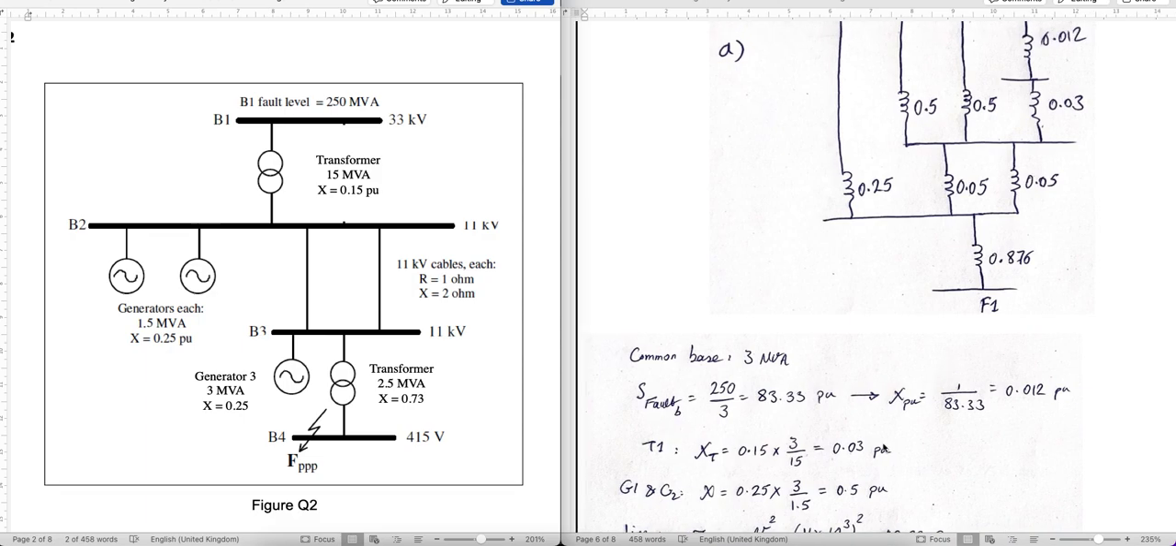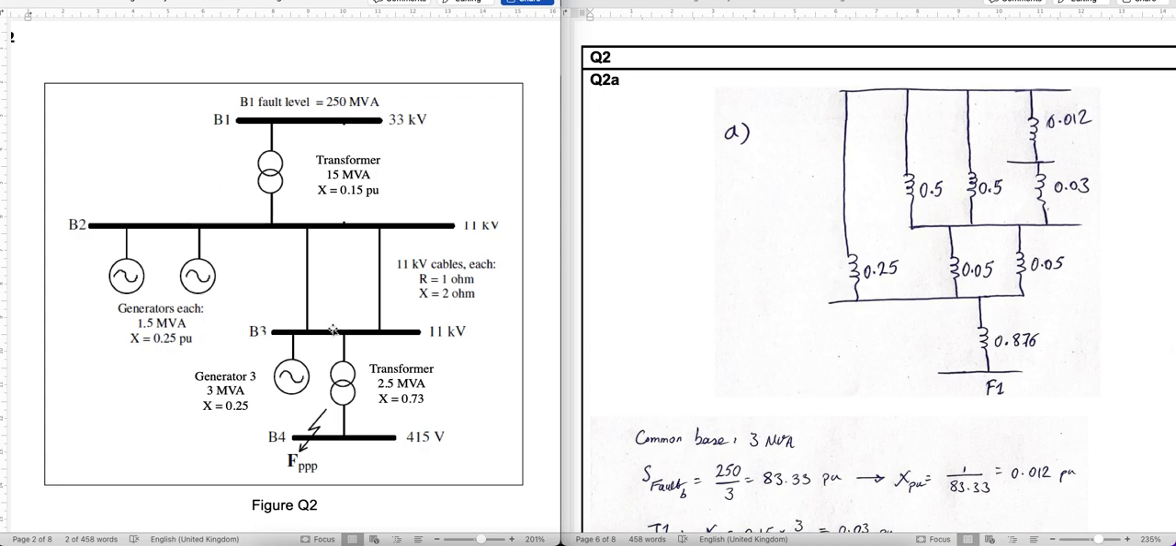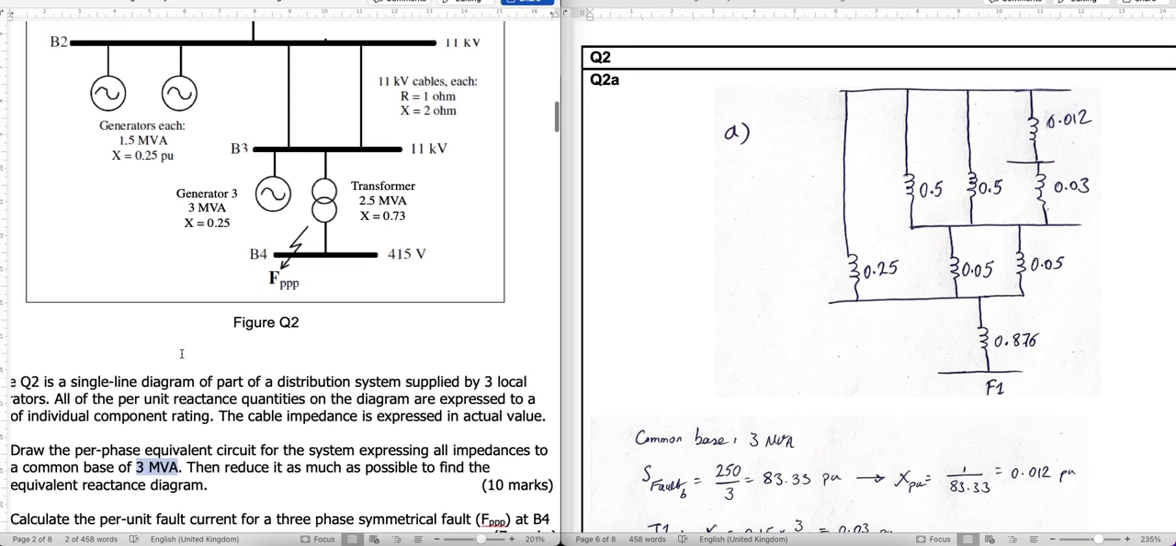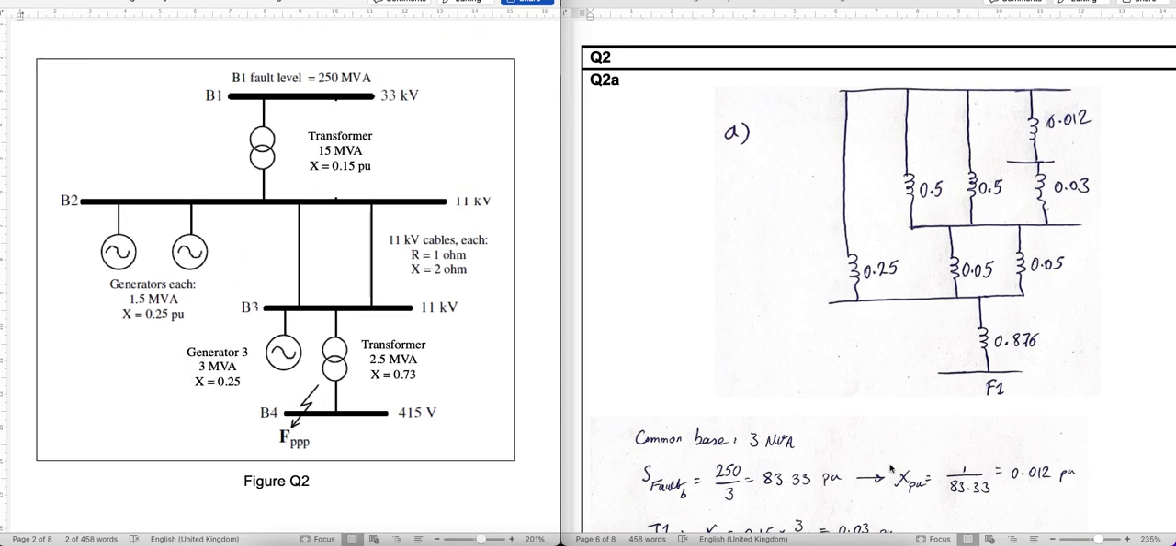So the first thing I need is this X per unit. You could either prove it like me, or you can quickly divide the common base power by this fault level. So common base power is 3 MVA. You divide 3 MVA by 250 MVA. That's it. Because this is the inverse of S. Common base is given 3 MVA. So 3 divided by 250, that is 0.012 per unit. So this is my XS.